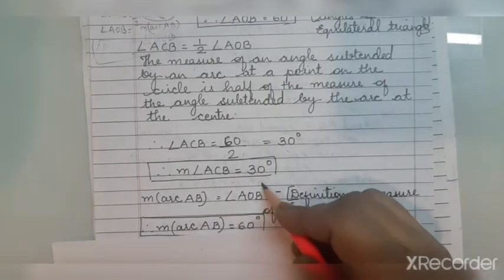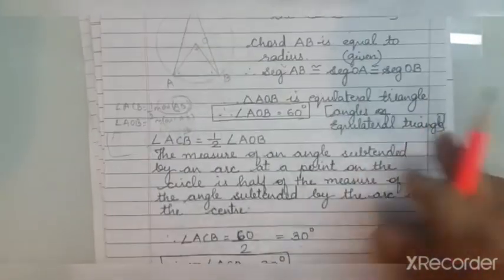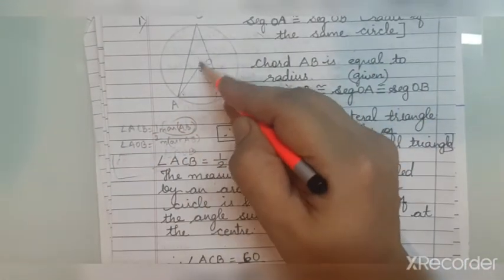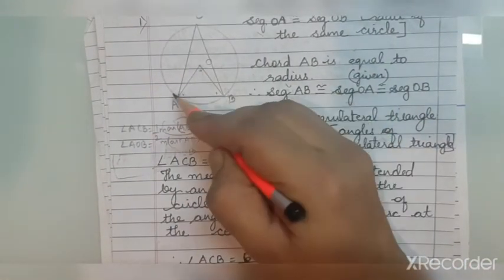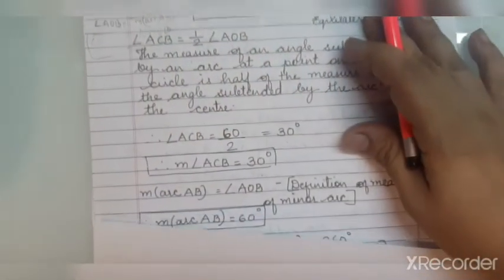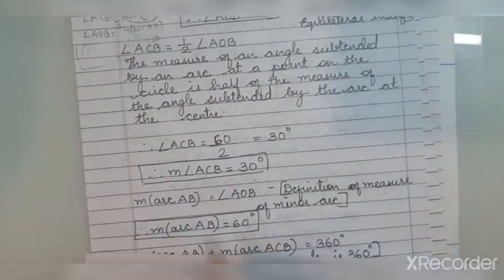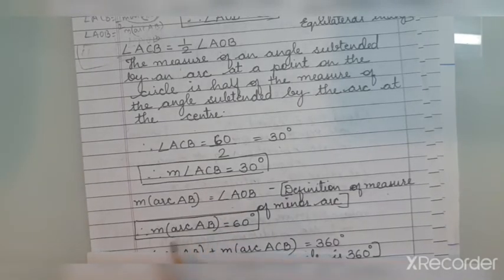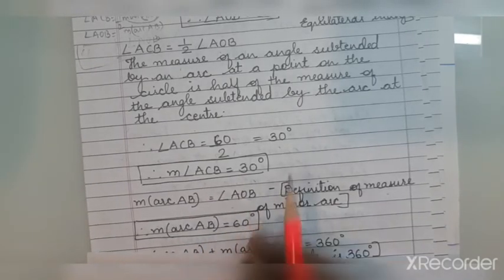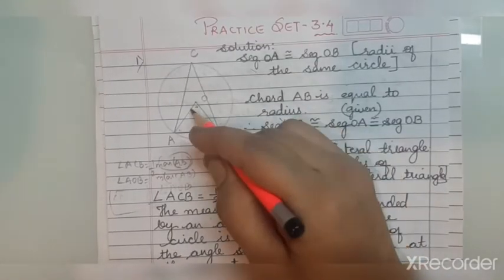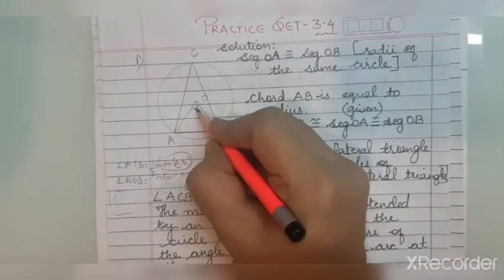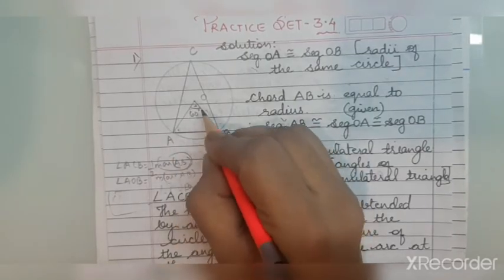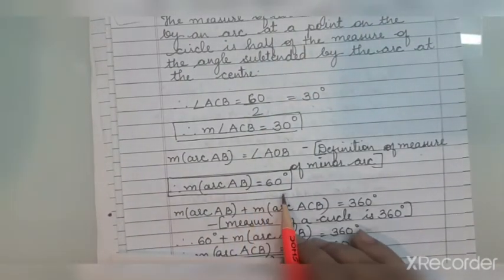Now the third thing we have been asked to prove is arc AB. What is the measure of arc AB? That is simple. We know that angle AOB is equal to measure of arc AB by the definition of minor arc. Therefore, whatever the central angle is, that will be the measure of that minor arc. So the central angle AOB is 60 degrees. Therefore, the measure of this minor arc is also 60 degrees. That is the third one asked to prove.